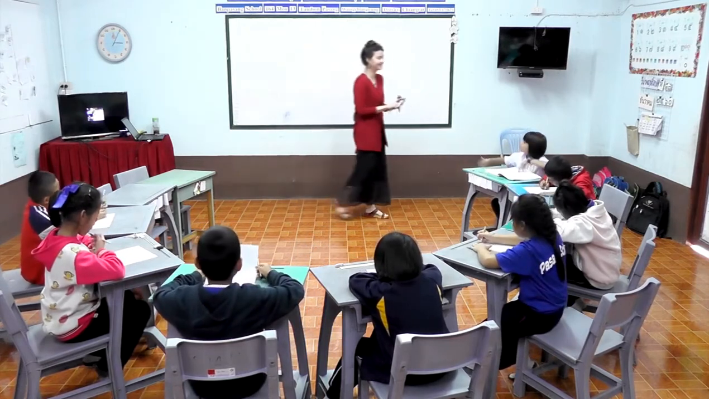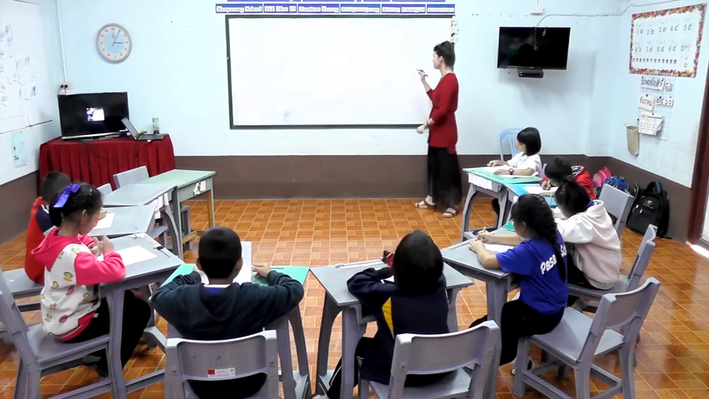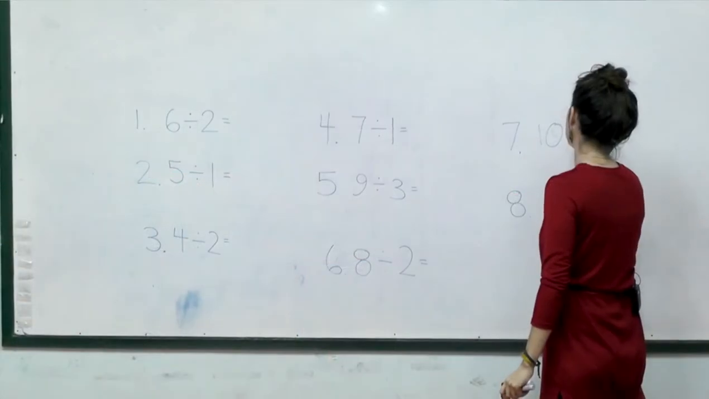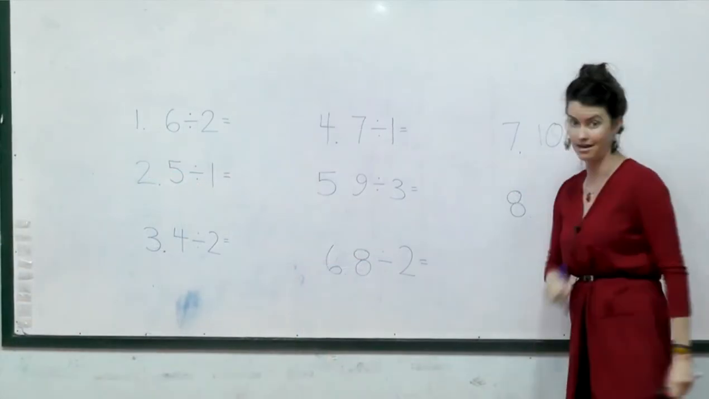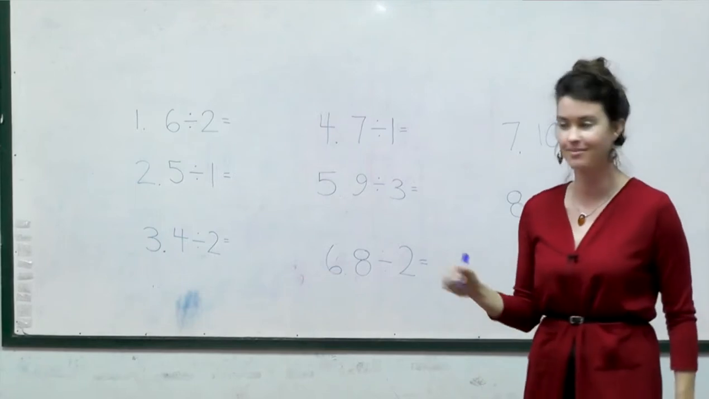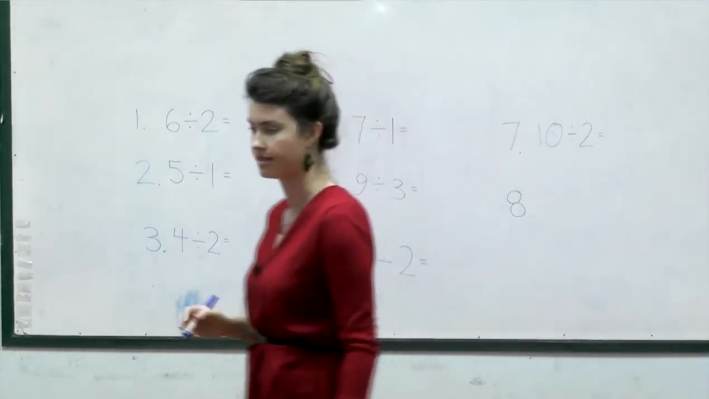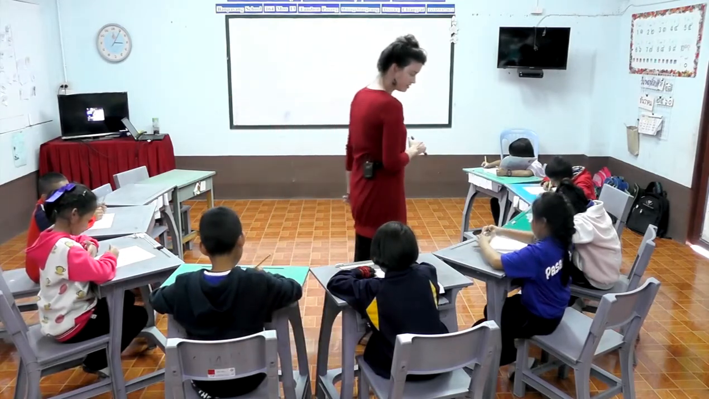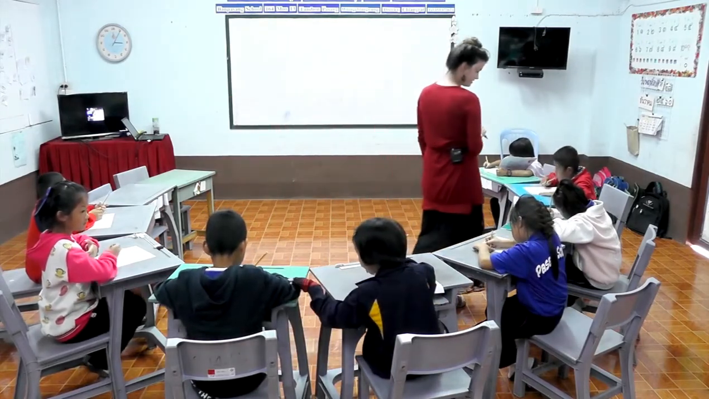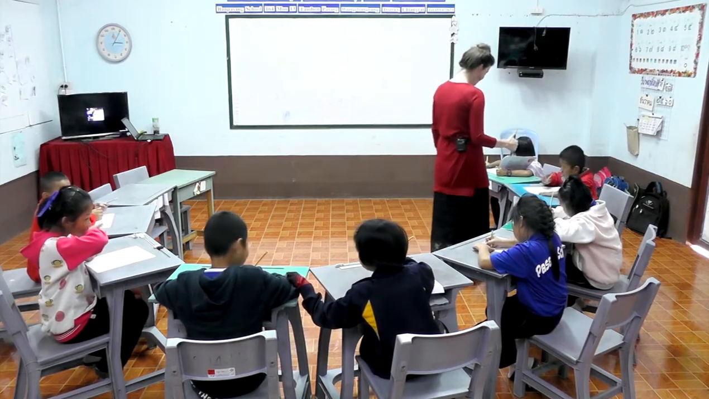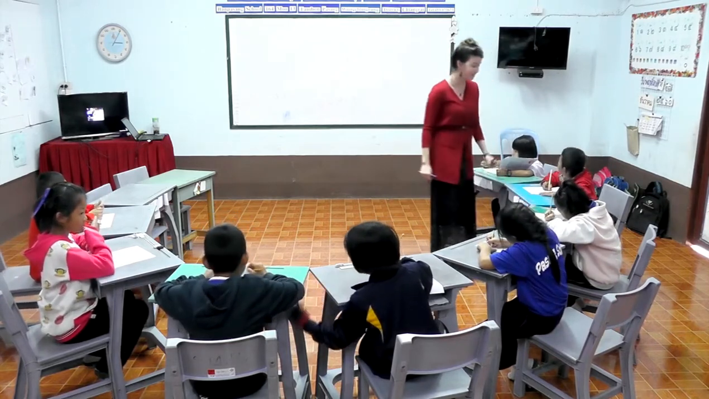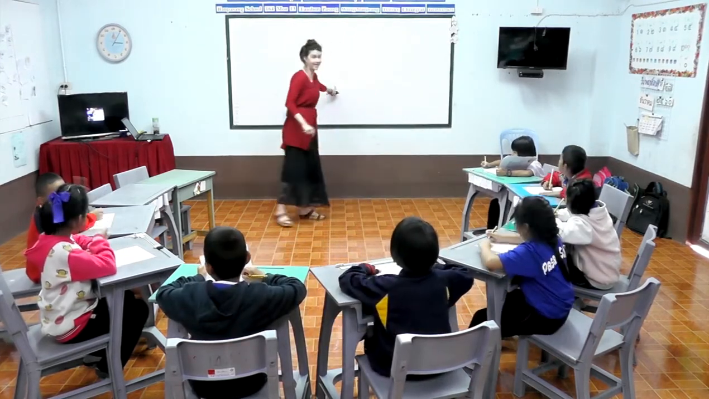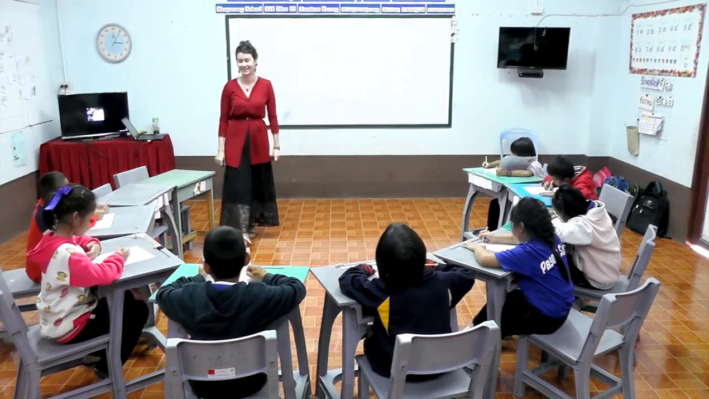If you're ready for number 7, it's 10 divided by 2. So write it on your paper. Keep it secret. Good job, you got it. Very nice. Our friend just drew a quick picture to help him think about 9 divided by 3, and he got the answer. Okay, are you working?